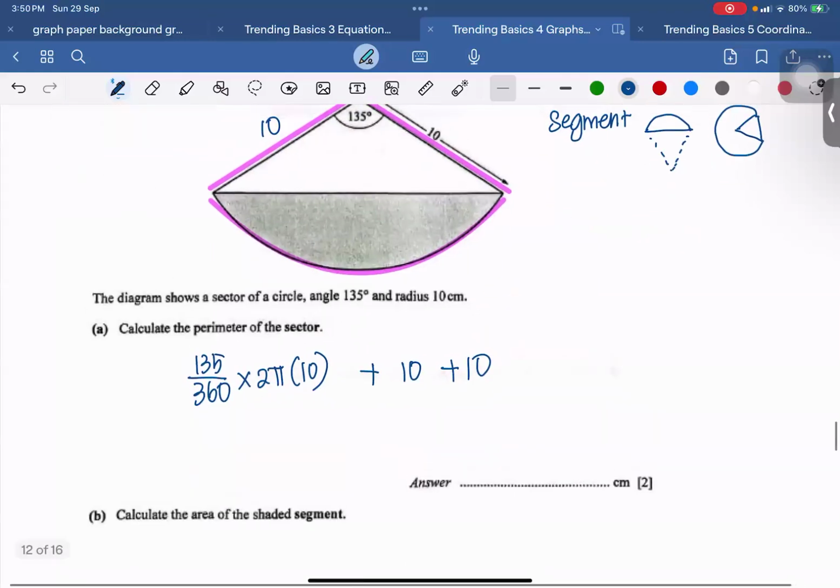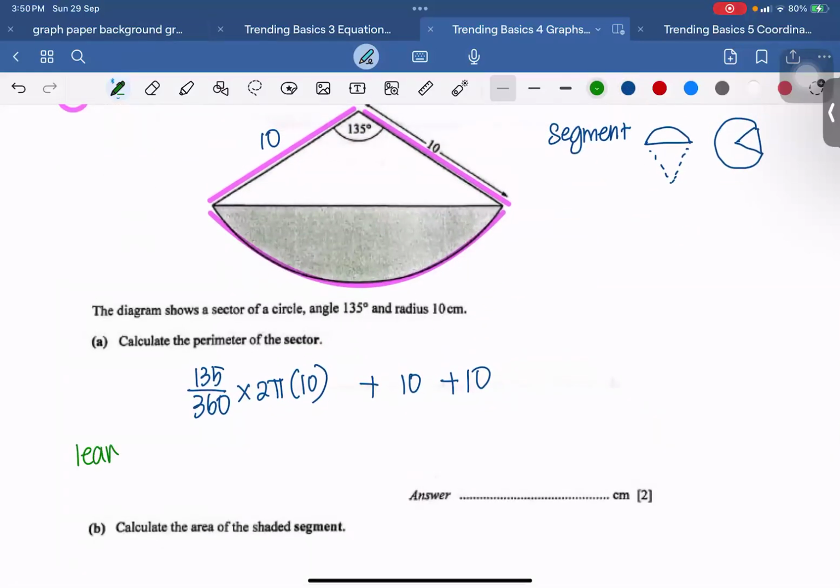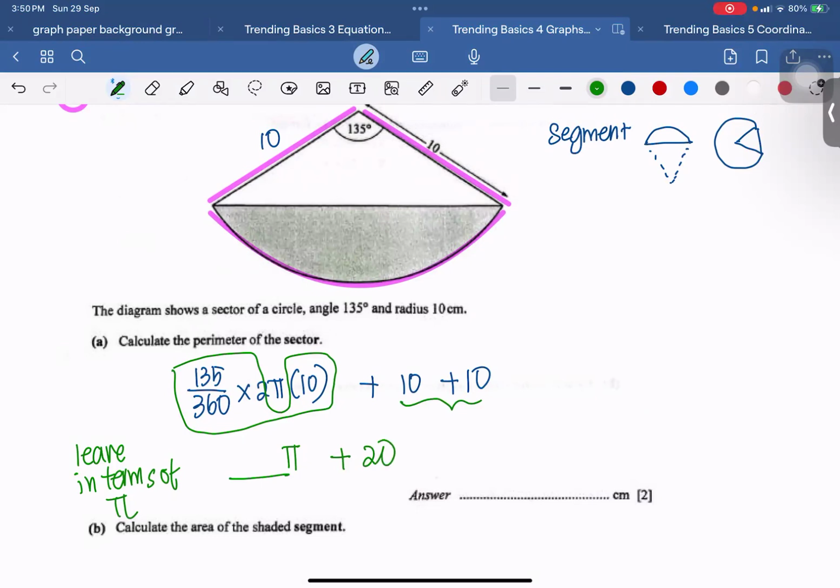Okay, if the question extend and say leave in terms of pi, right? Then what do? You calculate all these numbers together, something pi plus 20. Do not add the 20 into it because the 20 got no pi. Then the answer will be just something pi plus 20. Okay, but in this case, they didn't say leave in terms of pi, they want the answer. Then you give me the answer in 3 significant figure. Why? Because got pi, right? So it's already not accurate. So please go and calculate the answer on your own.